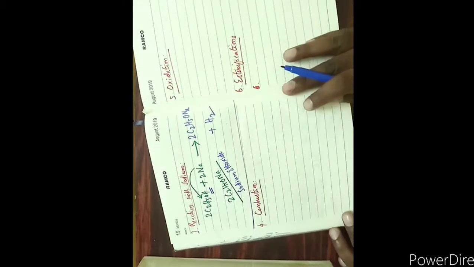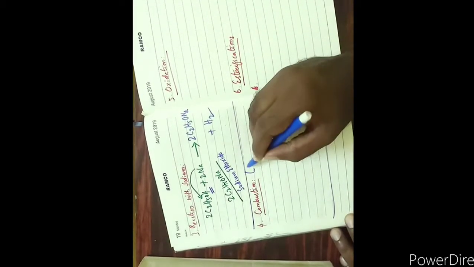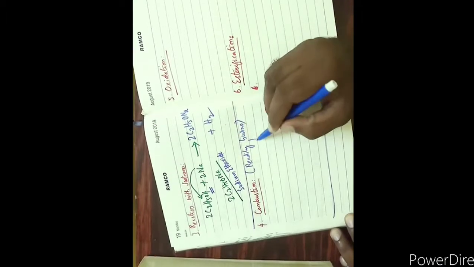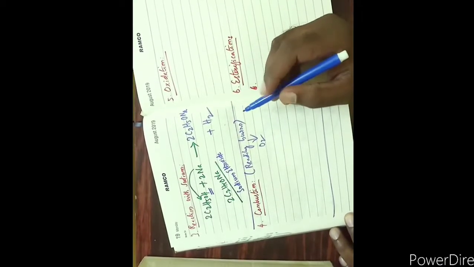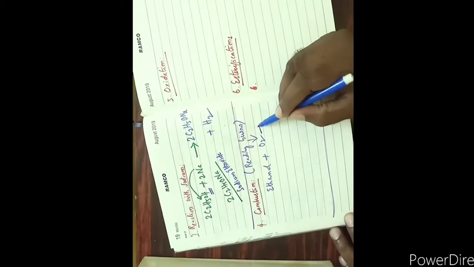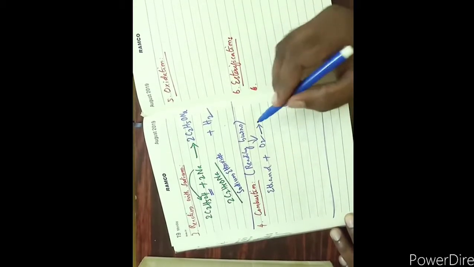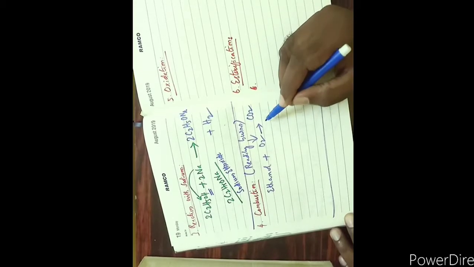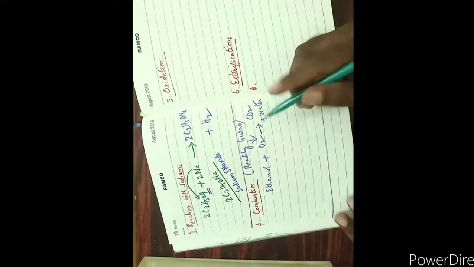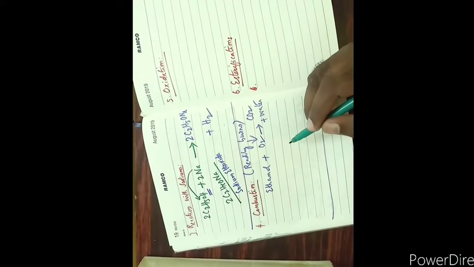Next one is combustion. Combustion means it readily burns. To burn, what do we need? We need oxygen. So ethanol will combine with oxygen and it burns. On burning, what will it give? It will give carbon dioxide and it will give water in the form of vapor. So let me explain here. What is the formula again for ethanol? Very good.